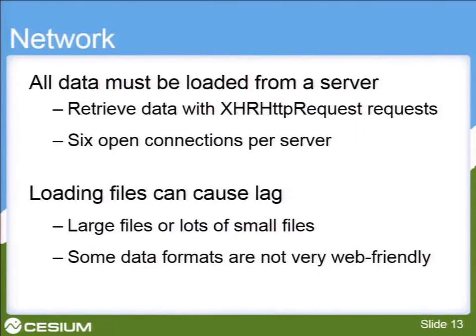And finally, there are some network considerations. Since it's running in a web app, you have to load all your data from a server. You have to make XHR HTTP requests to retrieve your data, and browsers generally let 6 open connections at a time per server. So you may have to change some of the methods that you're using for loading data into your application. For example, a common practice that we've seen with KML is if you're loading in a bunch of models, you might have a KML file calling other KML files that call the models in, and having this many requests at once can cause some lag in your application.